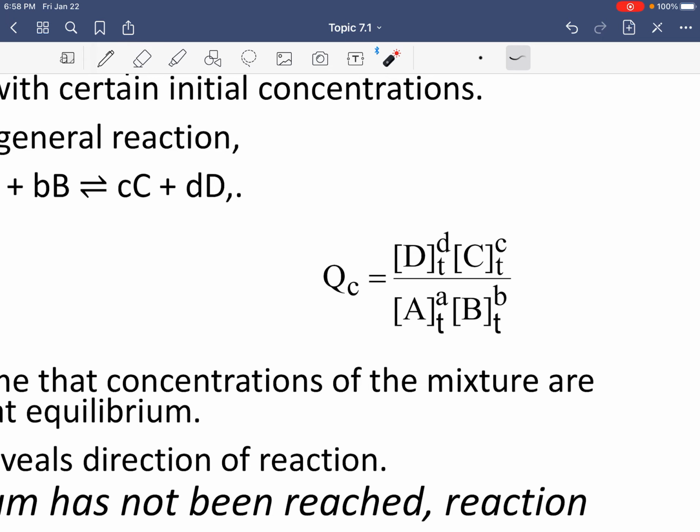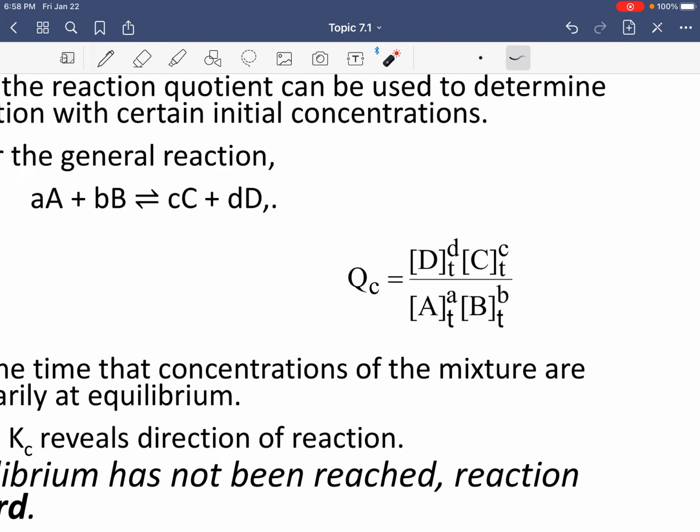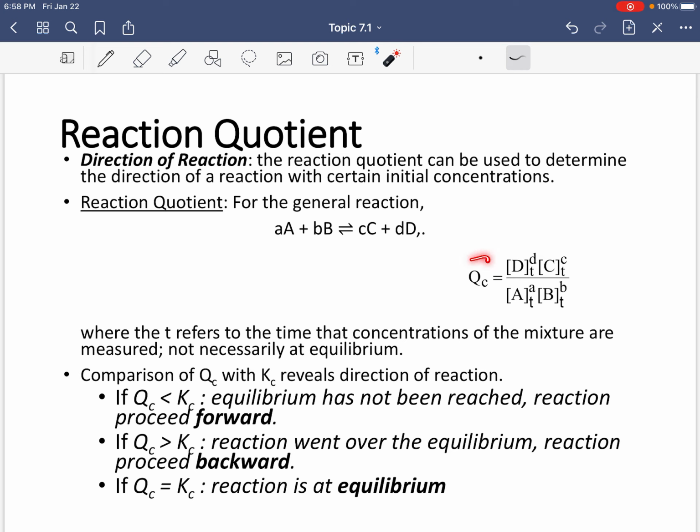Looks familiar, doesn't it? Now, don't worry about this T. This T stands for time, meaning that at a certain time, remember, it's all about rates, what is the concentration of these four entities? The way to calculate Qc, which is the reaction quotient, is the same as calculating Kc. But after calculating Qc, you compare it with the Kc value.